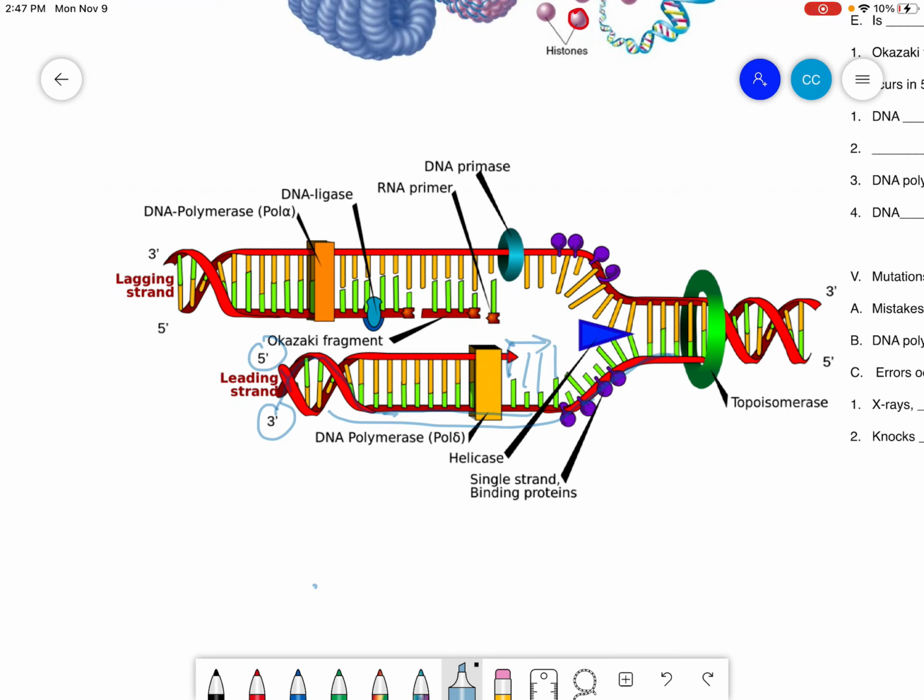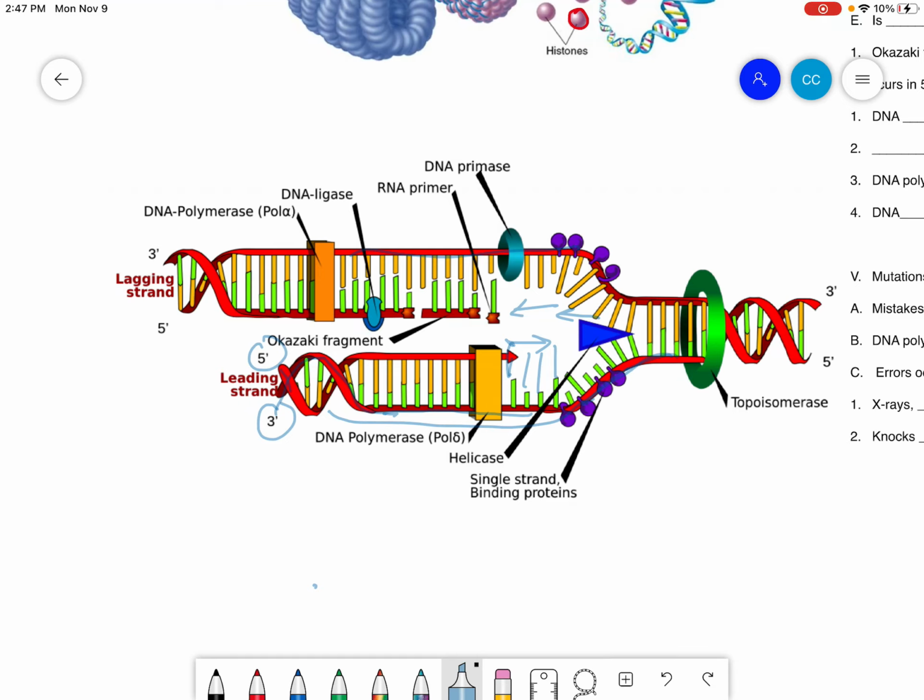And the lagging strand can only add in the other direction. Notice there's a lot more going on in this direction. It's coming in fragments like this, and those fragments are called Okazaki fragments. Okazaki fragments on the lagging strand get joined by DNA ligase at the very end of the process.